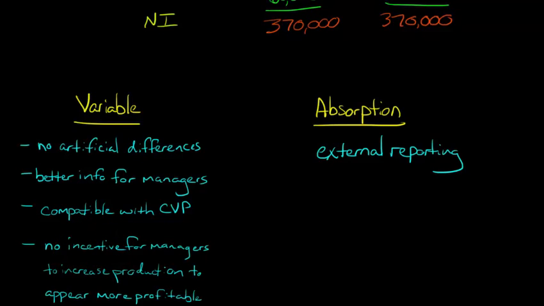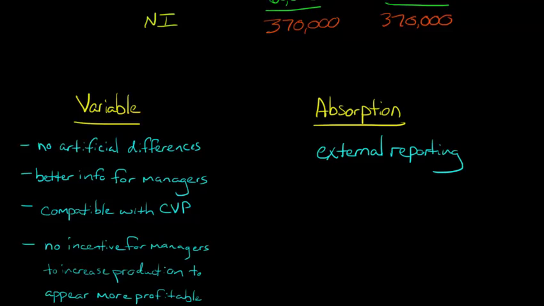And then we're going to have better information for the higher up managers when they're evaluating what's happening. And also, variable costing is going to be easier for us to compute CVP analysis, cost, volume, profit. Whereas with absorption costing, sometimes we have problems with CVP due to those inventory buildup issues.